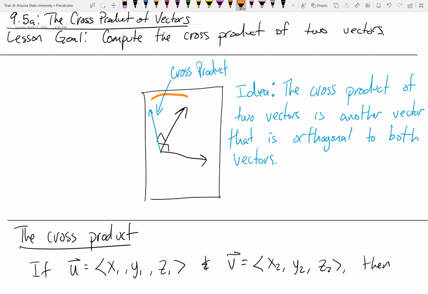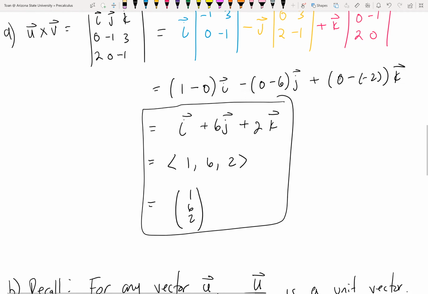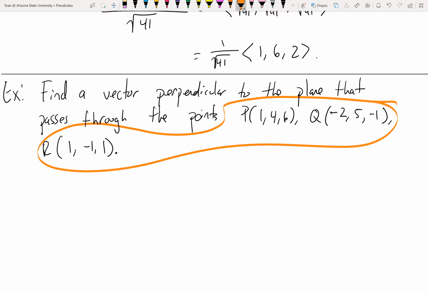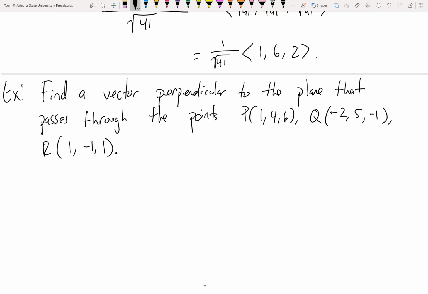That cross product will be perpendicular at the shared initial point. So I need to create two vectors from these 3 points here that share the same initial point. You can make any of those 3 points, P, Q, or R, the initial point. It really doesn't matter. Since it comes first, let's make P the initial point. So I'm going to define vector U as going from P to Q.